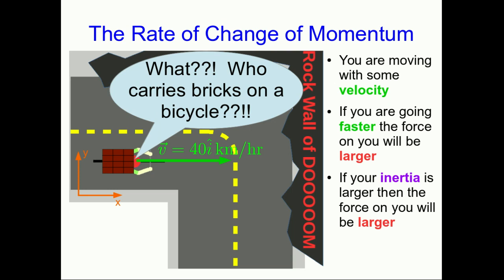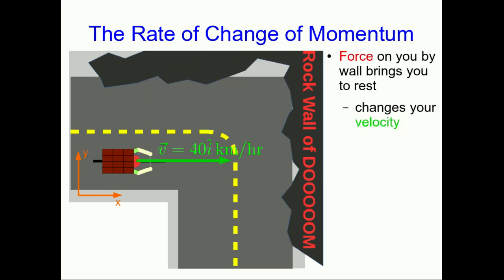And you probably also have a sense that if you have a higher inertia, again, the force that the wall exerts on you to bring you to rest is going to have to be larger than if you didn't have that big load of bricks on your back. So what's going to happen is that the force that the wall exerts on you is going to bring you to rest. It's going to change your velocity.